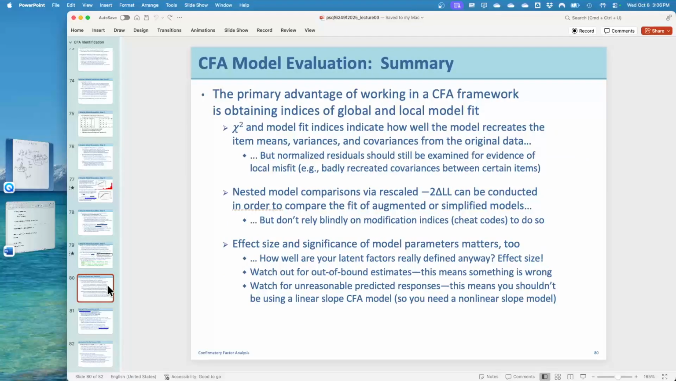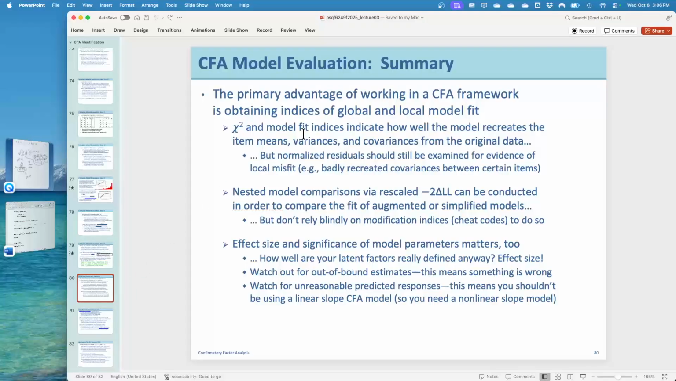Then, in summary, the primary advantage of working in CFA or a measurement model framework is obtaining the model fit indices. It's a much more powerful method. Think about the other methods that came beforehand. Exploratory factor analysis had nothing of that, just loadings and eigenvalues and whatnot. I guess modern exploratory factor analysis can give you versions of that, but they're still not as informative as the model-based method. You can talk about effect size and significance of model parameters.